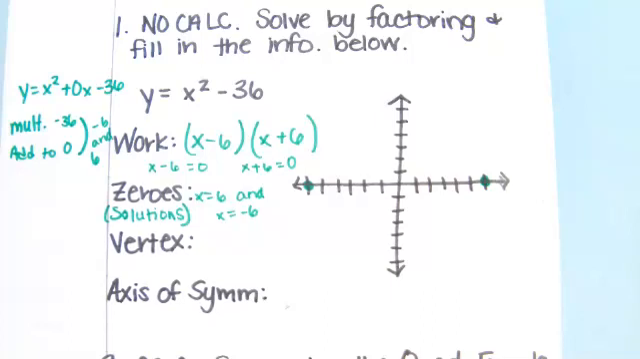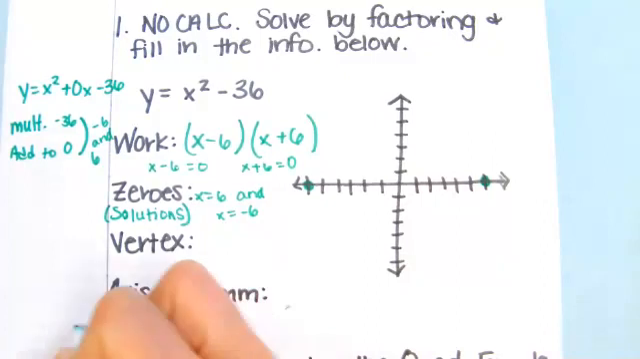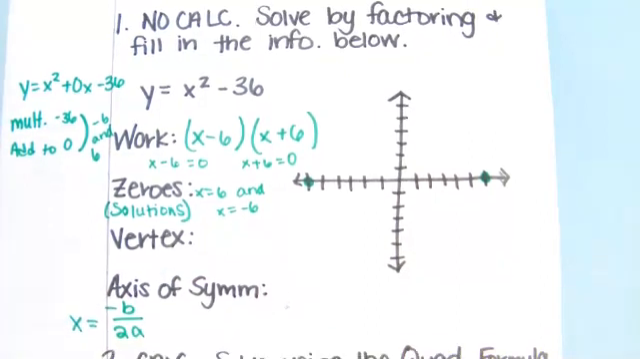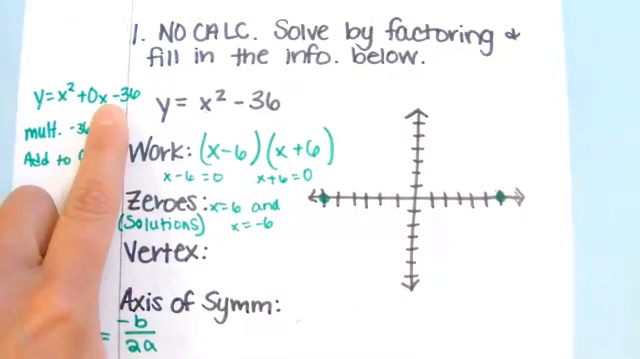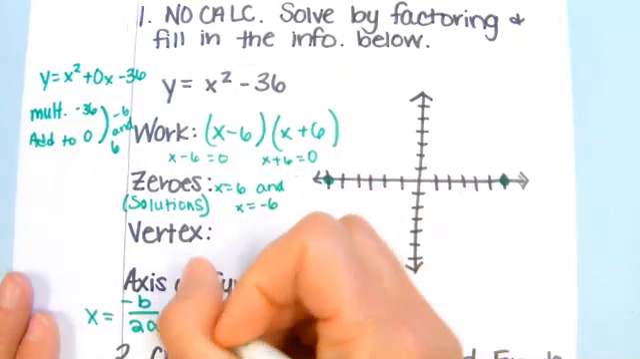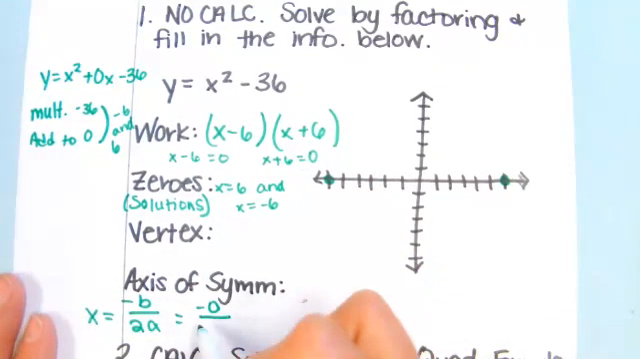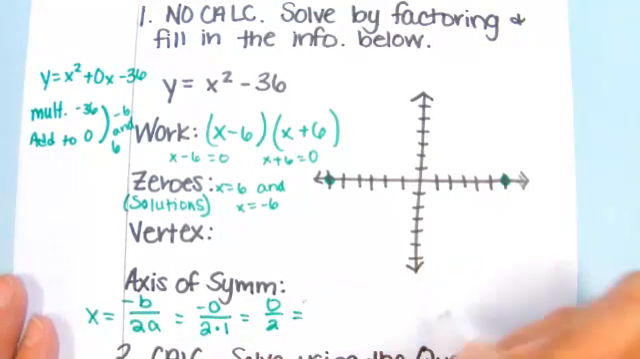All right, who remembers the formula for axis of symmetry? What's it going to be? Anthony, go. Negative b over 2a. X equals negative b over 2a is my formula for the axis of symmetry. Okay, so this is why it's important to write this out, because what is my b value? 0. So it's negative 0 over 2 times 1, right? So I really have 0 over 2, which equals what?